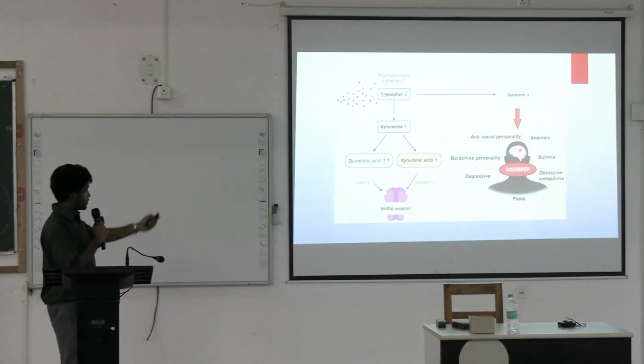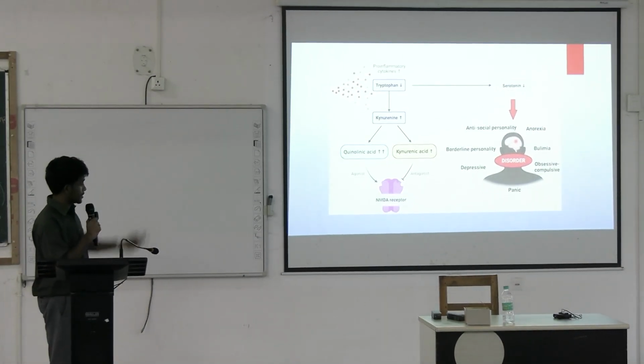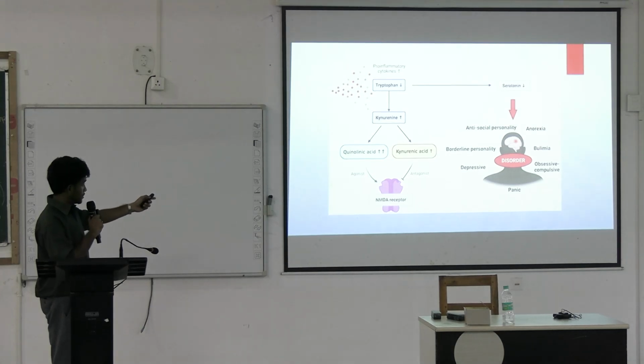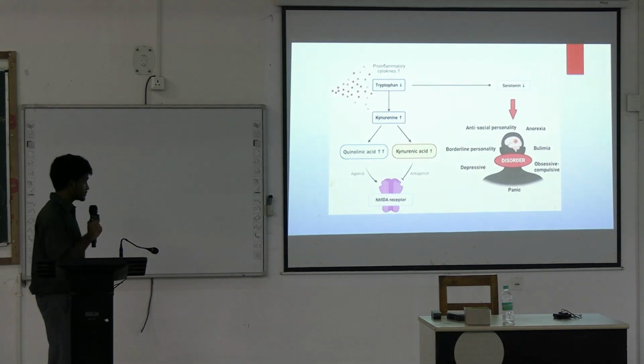Less tryptophan secretion also leads to increasing kynurenine secretion, which further leads to an increase in quinolinic acid and kynurenic acid, whereas quinolinic acid acts as an agonist to NMDA receptors and kynurenic acid acts as an antagonist to the NMDA receptors.